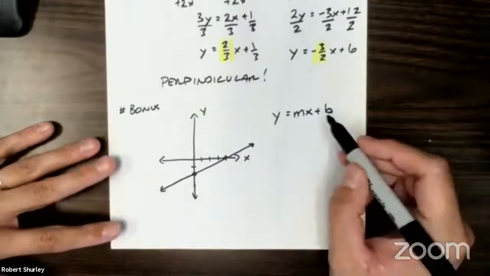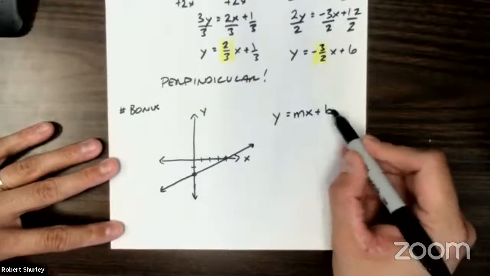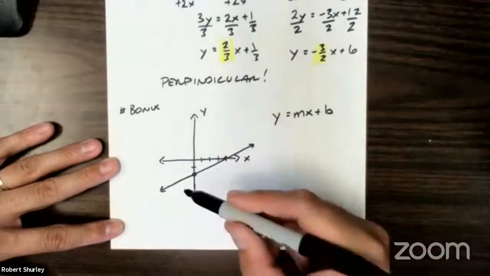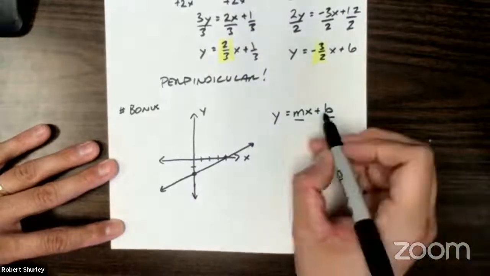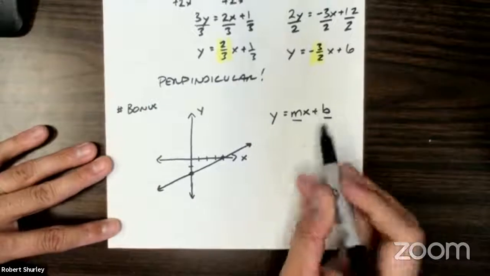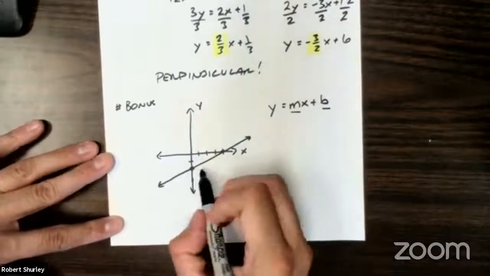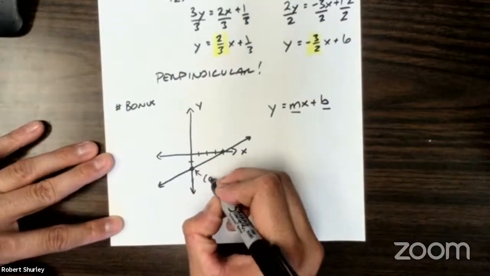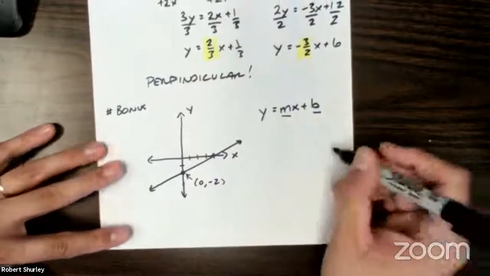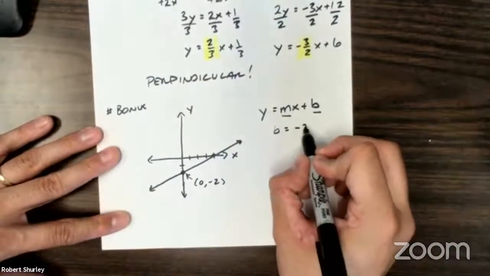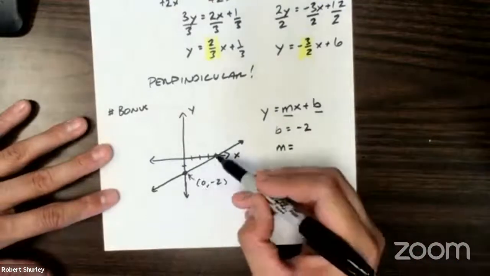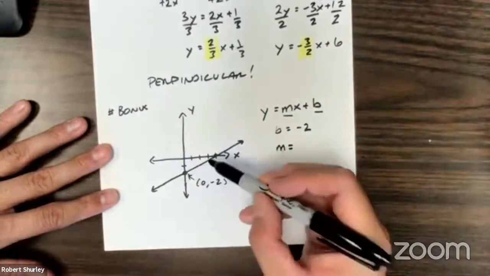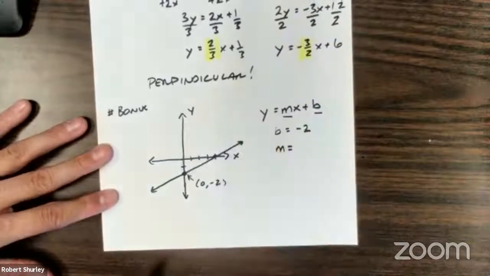Okay. Now look, there's two things I need for this. If I'm given a graph, I need the slope and I need the y-intercept. Right now, the y-intercept's the easiest of the two. Visually, I can pick that y-intercept out. It is 0, negative 2. So I know my b is going to be negative 2. Now I've got to find the slope. You can either do the rise over run method or you can do the equation because we know 2 points. I'm going to do the rise over run method.